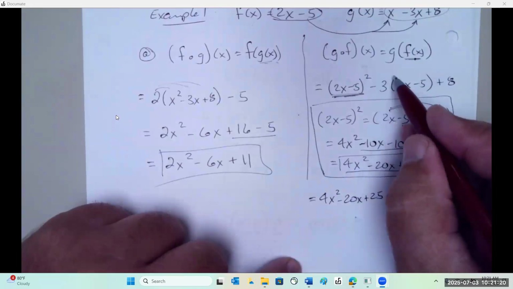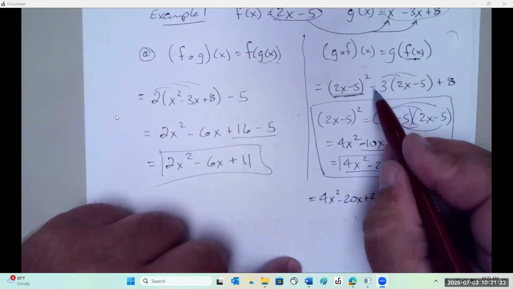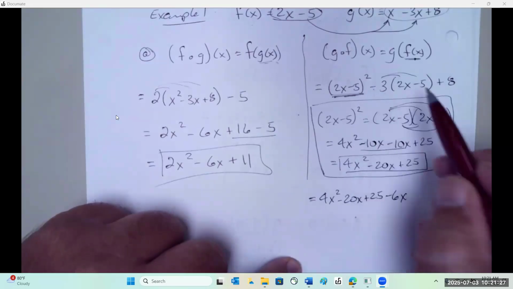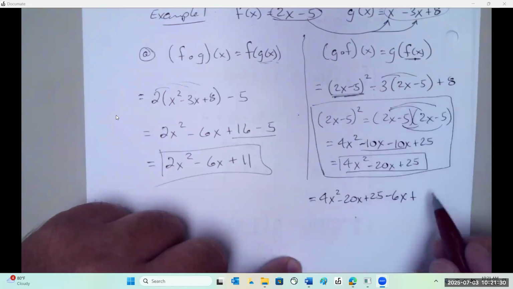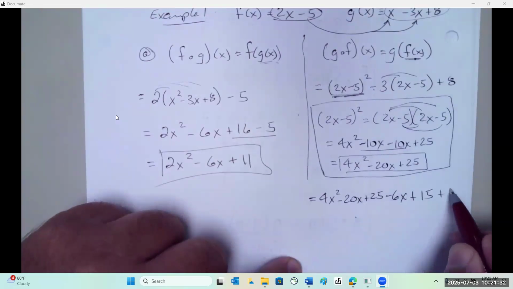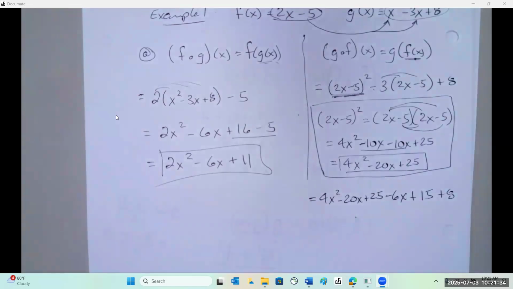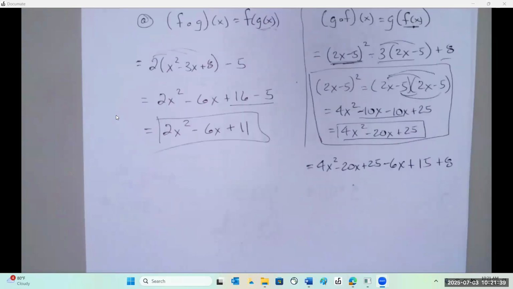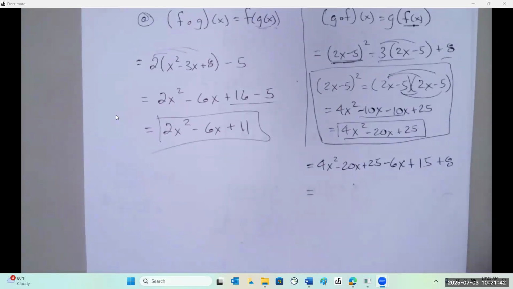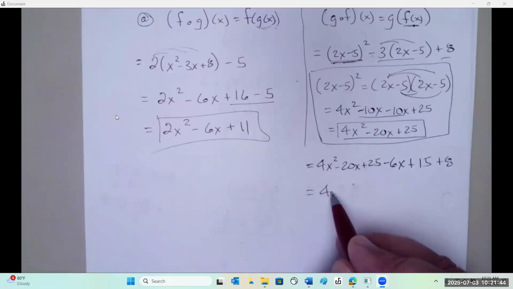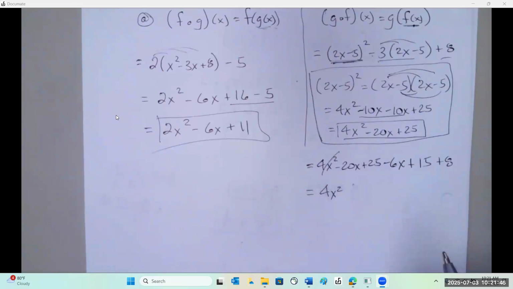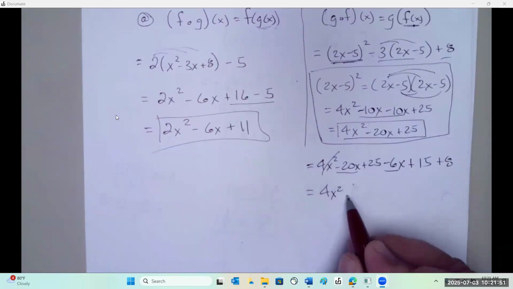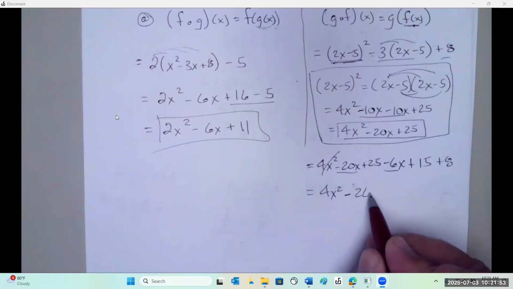This next part, I distribute. Negative 3 times positive 2x is negative 6x. Negative 3 times negative 5, a negative times a negative is a positive, 3 times 5 is 15, plus 8. I did all three of these steps. Combine like terms. 4x squared. Negative 20x, negative 6x, they're both negatives, so I add the numbers, negative 26x.